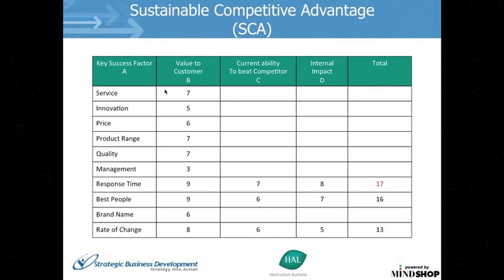I won't go through the methodology here. You're better off to watch the video on it. But basically, you need to brainstorm the key success factors. You need to understand the value to the customer. You need to understand your current ability to beat the competitor, because they're the high ones. And then you want to pick the ones that you think will have the biggest internal impact in your business, and then you can apply some strategy to actually lift your ability to beat the competitor with it. So your actions are often around lifting the score in column 7, but you want to pick the ones that will have the biggest impact on you and your business.